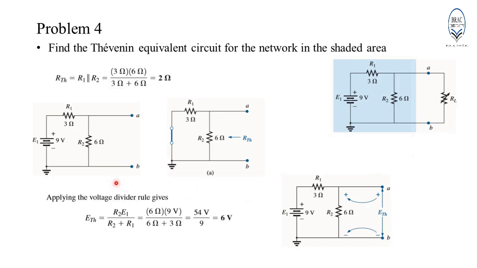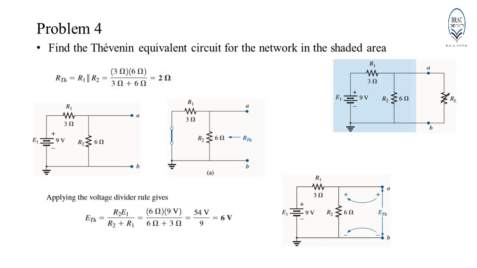The next step is to deactivate the sources. In this case, we have only one source, an independent voltage source. To deactivate the voltage source, it will be replaced by the short circuit equivalent. Then R Thevenin is basically equal to the parallel combination of R1 and R2. So, R Thevenin is equal to 2 ohm.